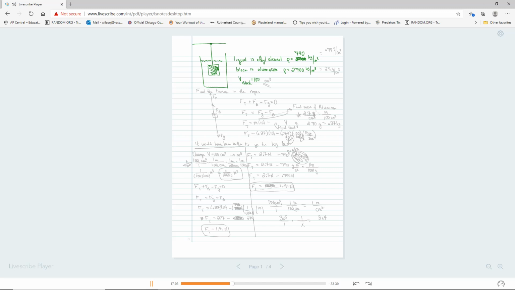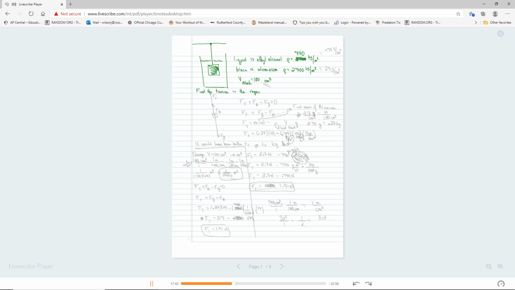Aluminum is 2,700, and the volume of the block is 100 centimeters cubed. Okay, so they want us to find the tension in the rope. So we haven't done one of these yet. So the ethyl alcohol has less density than the aluminum, so what would the aluminum have done if it wasn't attached to the rope? It would sink to the bottom, right?